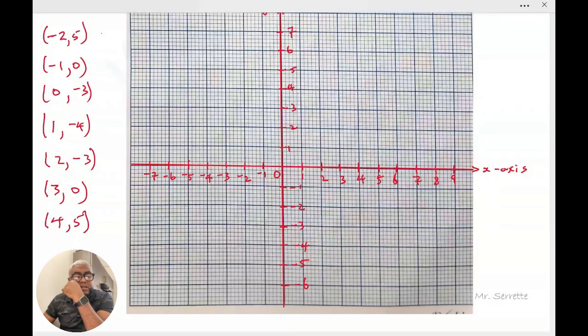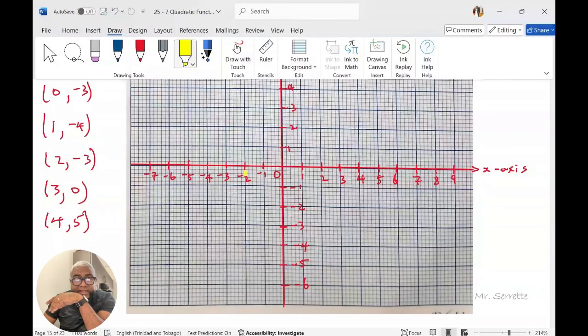Right, so let's start to plot. -2 on the, which axis is the first value? My first value would be my x-axis value, right? Cool. So -2 on the x-axis would be, let me highlight it as we go along so you will see that. -2 on the x-axis is here.